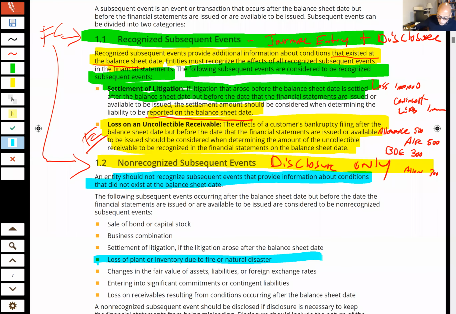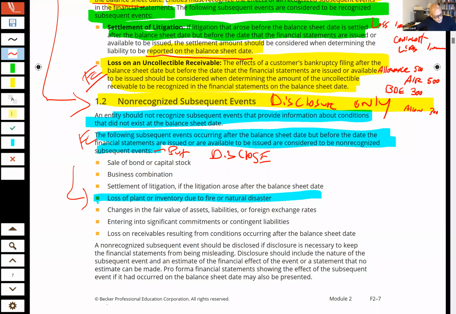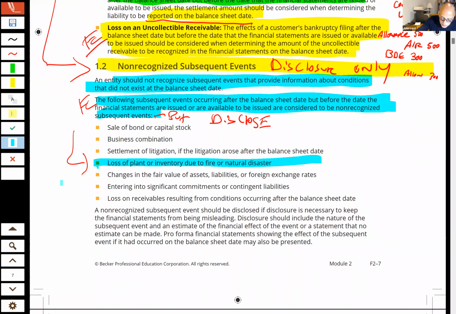Okay, so the following subsequent events occurring after the balance sheet date, but before the date the statements are issued, are considered to be non-recognized subsequent events, but we do what? But disclose. Okay, good. So you could go ahead and flashcard that, and maybe you want to flashcard that specific example. It doesn't have to be. And they tell us again that non-recognized subsequent events should be disclosed. So no journal entry, but they have to be disclosed.